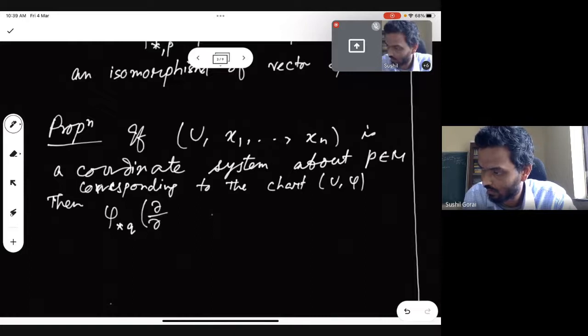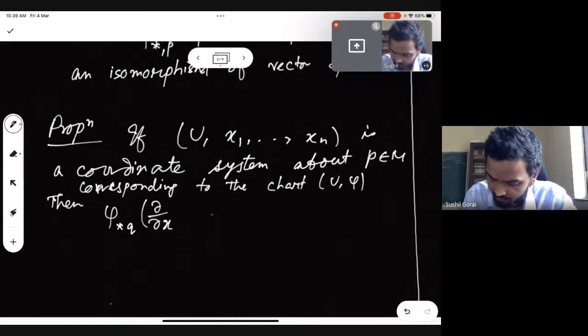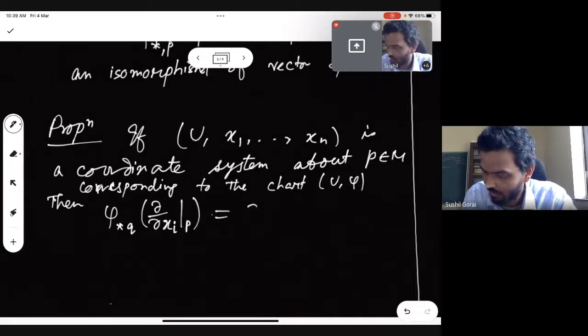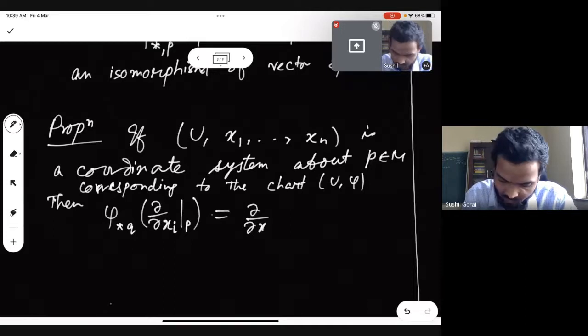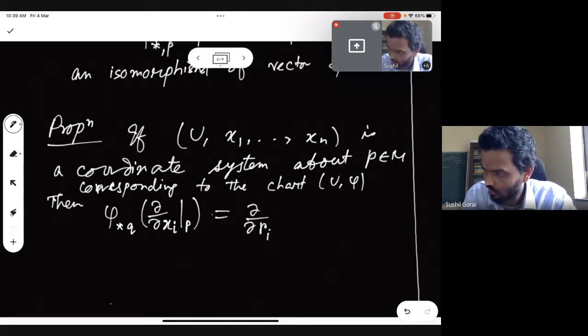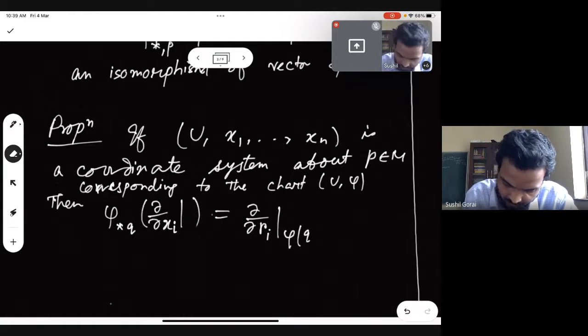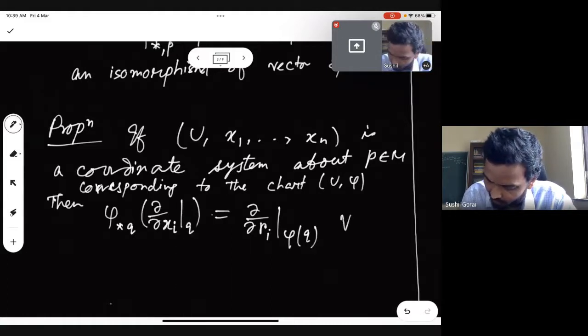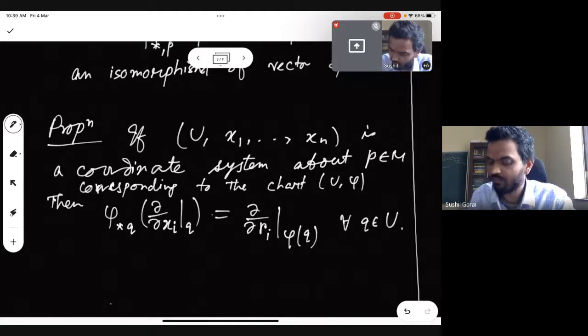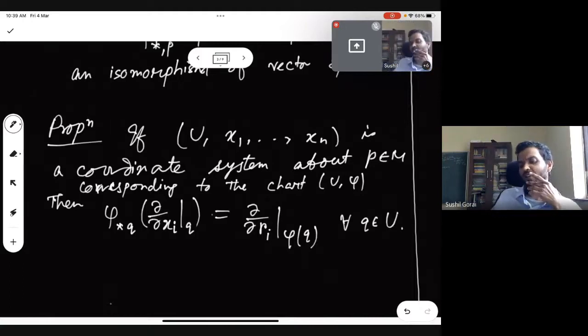of del by del xi at q is equal to del by del ri at phi(q), so we can actually put q here, for all q in U. All right. So this is true not just for the point P, it's actually true for every point in its neighborhood.